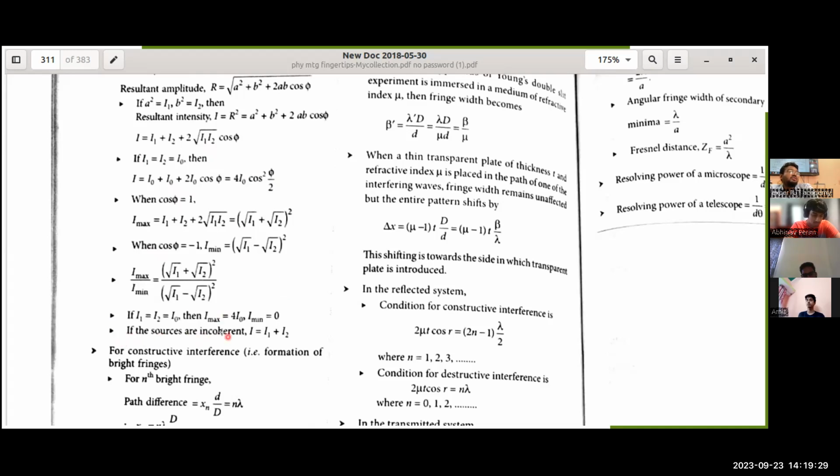Now this is important. If the sources are incoherent, incoherent means wave optics is not acting. Then it's simple, it is I1 plus I2. These two sources are incoherent, there is no interference, and therefore I resultant is just the sum. We will do problems based on this concept.